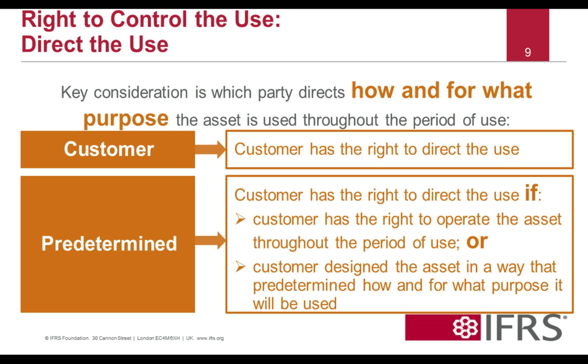All of the how and for what purpose decisions about the use of the ship are predetermined in the contract. The customer and the supplier have decided in advance what voyage the vessel will take, what goods the vessel will transport, and the timing of the voyage, and these decisions cannot be changed. The only decisions left to make about the vessel over the term of the contract are the decisions about operating the vessel, and the supplier is responsible for operating the vessel. Therefore, the supplier controls the use of the vessel.